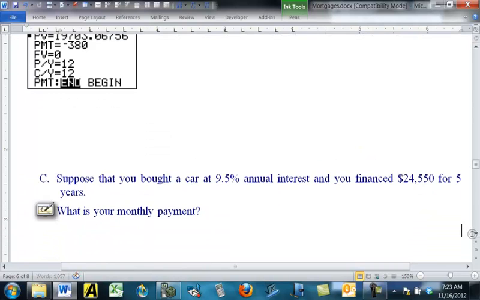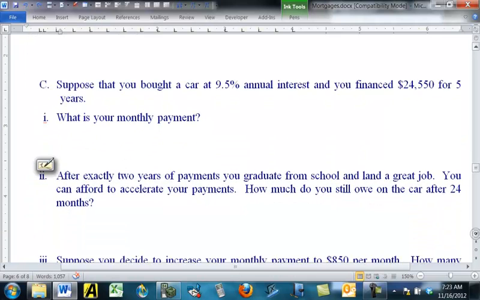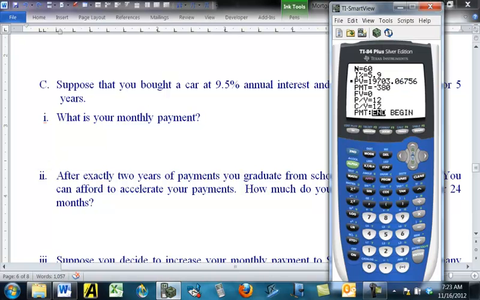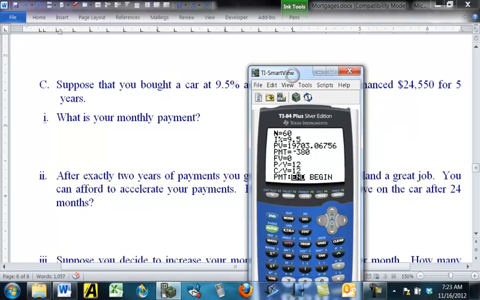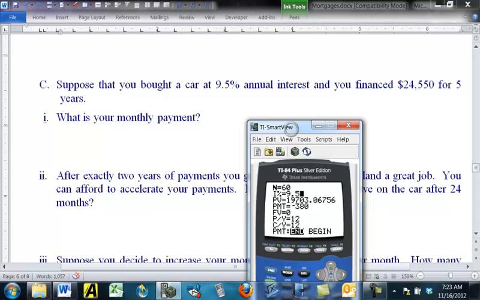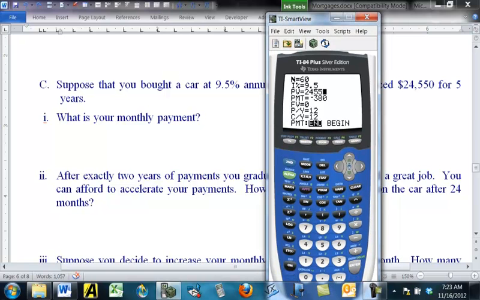All right, let's go to the next one. Suppose you buy a car at 9.5% interest and you finance, let's see, okay, so let's go through here. 9.5% interest, that's here. Hopefully we can get better interest rates than that now, but you finance $24,550. That's our principal value. 5 years, that's 60 months. What's your monthly payment?